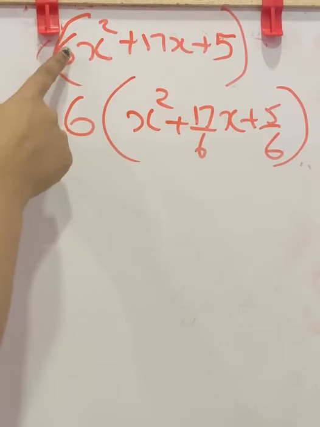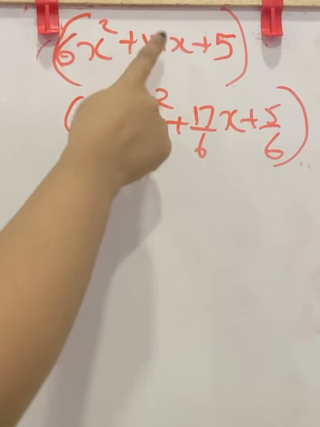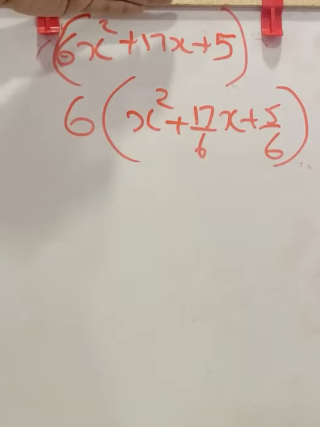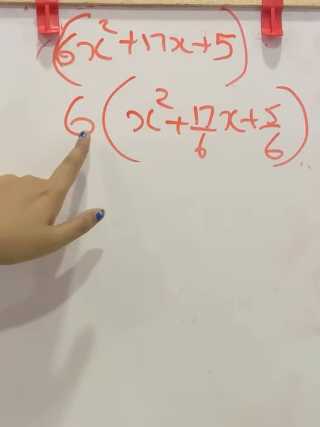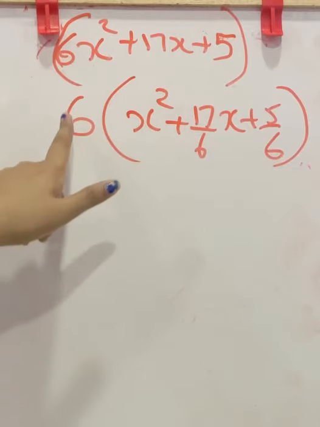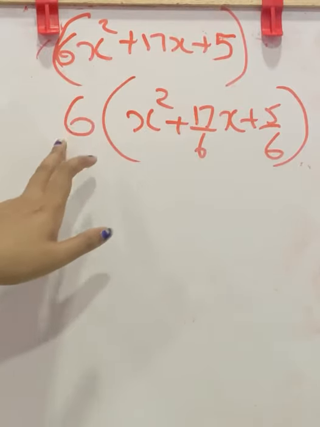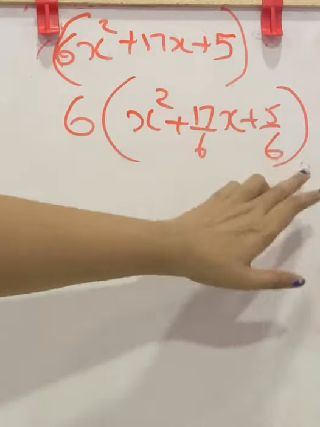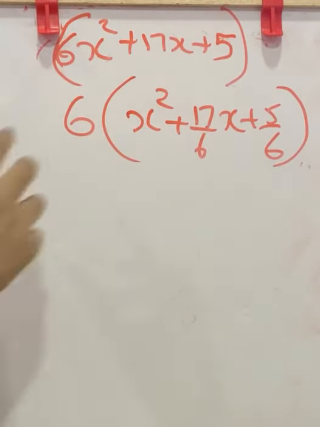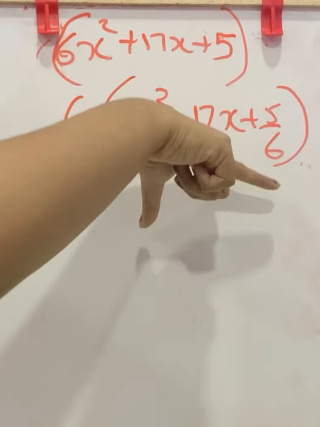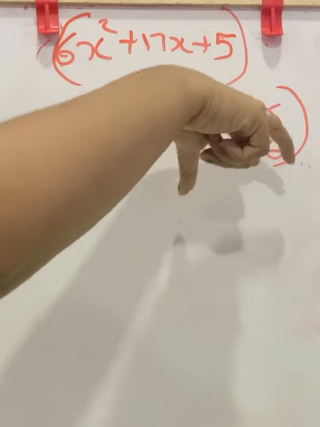We cancelled the 6 from this term and made each term in the by 6 form. So to make it the question form, you want to multiply with 6. You can check whether it is the question or not. 6 into x square, 6x square. 6 into 17 by 6, 6 and 6 cancel, 17x. 6 into 5 by 6, 6 and 6 cancel, 5. So we can now write down the 6 here and this polynomial is factorized into 2 factors, that is 2 linear polynomials.